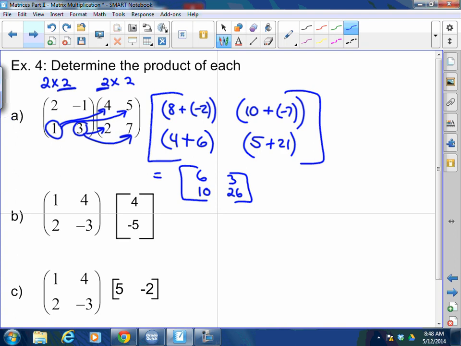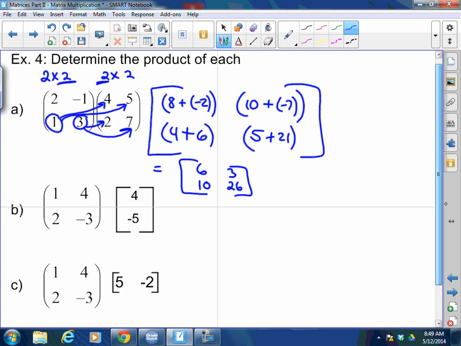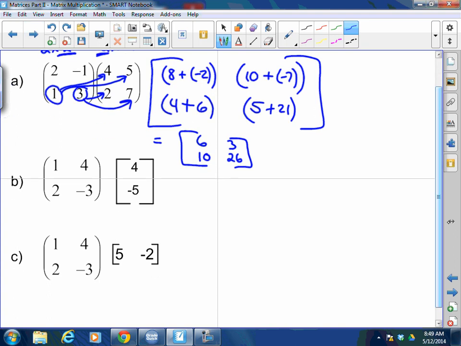It's not that it's difficult. It's just remembering the right pattern. Pretty simple, no? Right? Everyone with me here, guys? All right, good. For B, this is a 2 by 2, and this is a 2 by 1. Will I be able to multiply this? Yes, columns of the first are equal to rows of the second.